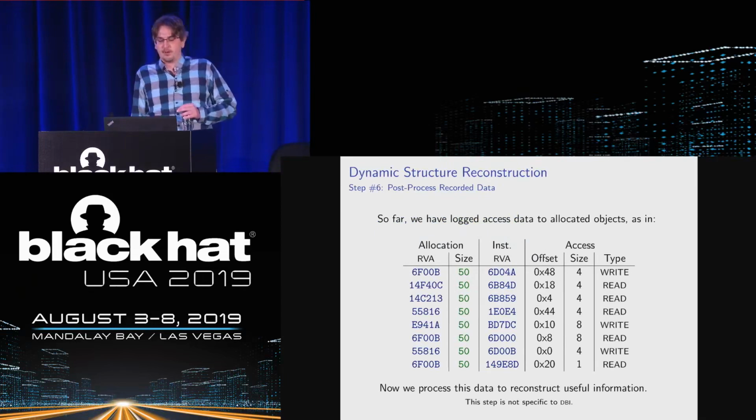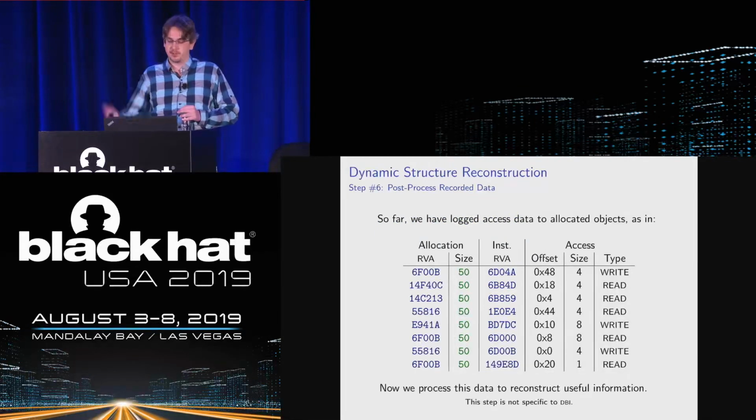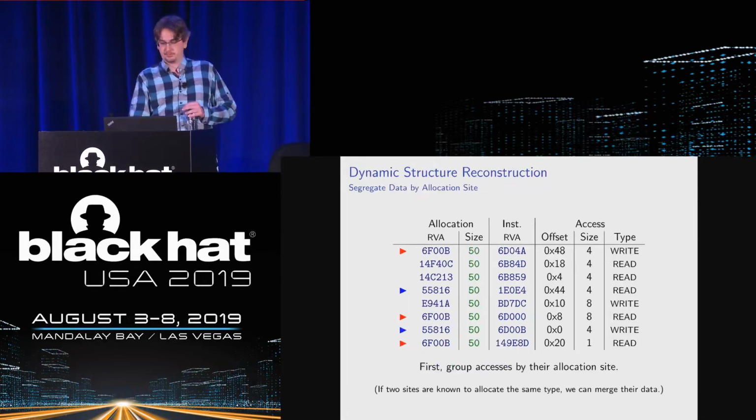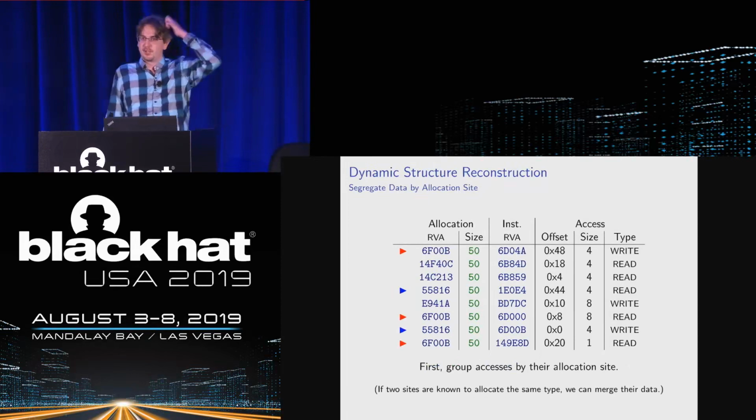So we'll have information logged through the preceding process, such as the table that we see on the slide here. The first step is to take these things and just segregate them by the allocation site. Just take everything that was allocated from the same location and aggregate all of those things together.